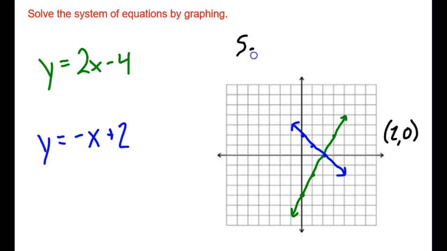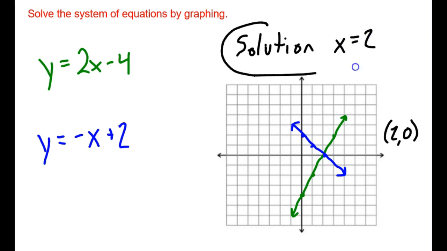The solution to this system is not the ordered pair. The solution is just the x value of 2. So when we're talking about a solution to the system of equations, we're looking for any x value that gives the same y value to all of the equations. For instance, in this case, we had an x value of 2 that gave us the same y value in both equations, the y value of 0.